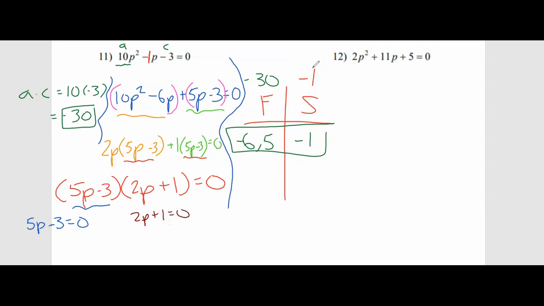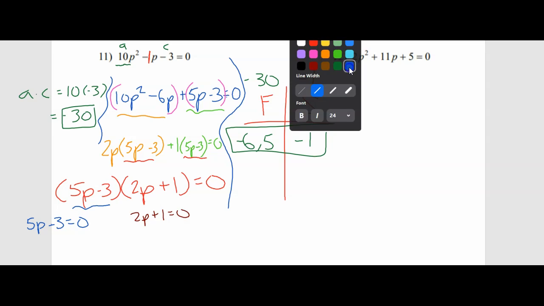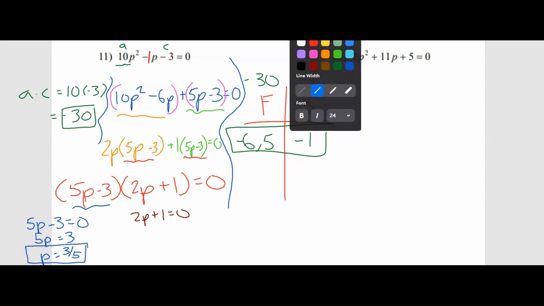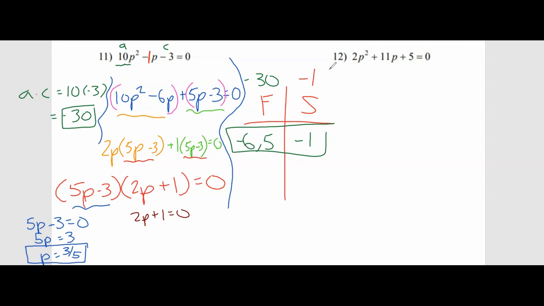These are just two steps, right? So in the blue one, I'm going to add 3 to both sides. I'm going to get 5p is equal to positive 3. I'm going to divide both sides by 5. I'm going to get p is equal to 3/5. Your answer can be a fraction. That's okay. In my brown, I'm going to subtract 1 from both sides, so 2p is equal to negative 1. Divide both sides by 2, I get p is equal to negative 1/2. And there are your two solutions.